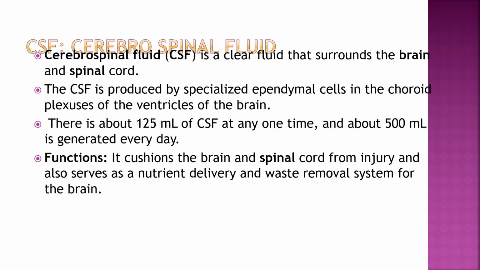Now let's study cerebrospinal fluid. It is a clear fluid that surrounds the brain and spinal cord. This CSF is produced by specialized cells, that is ependymal cells, present in the choroid plexus of the ventricles of the brain. About 125 ml of CSF is produced per hour, and about 500 ml is generated every day. The function of cerebrospinal fluid is to protect the brain and spinal cord from injury. Also it provides nutrients in the form of glucose to the brain and spinal cord, and the waste that is generated is removed through the cerebrospinal fluid. So these are the main functions of the CSF.